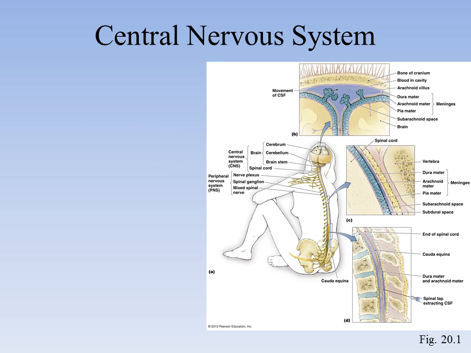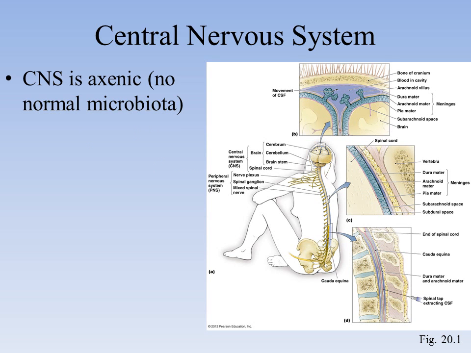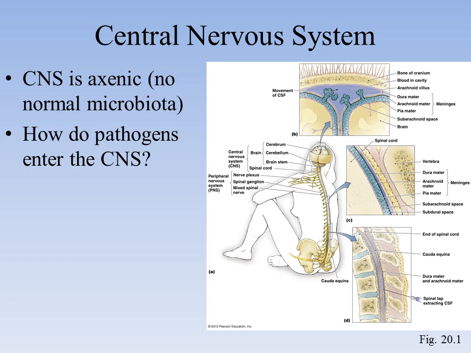All right, so let's talk about the central nervous system here. So the central nervous system, or CNS, is considered axenic, which means there is no normal microbiota. So basically the central nervous system is supposed to be completely free of microorganisms. It's one of the aseptic or sterile areas of the body where you're not going to have any microorganisms present. So the question then becomes, how do pathogens enter the central nervous system?